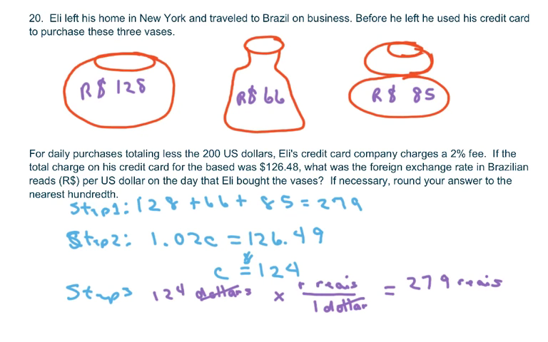This part here is 124. So 124R equals 279. To solve for R, we get R equals 279 over 124, which equals 2.25. So the exchange rate was 2.25 Brazilian reais per US dollar. This was your exchange rate.